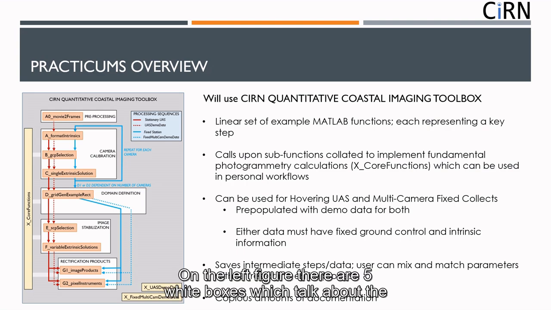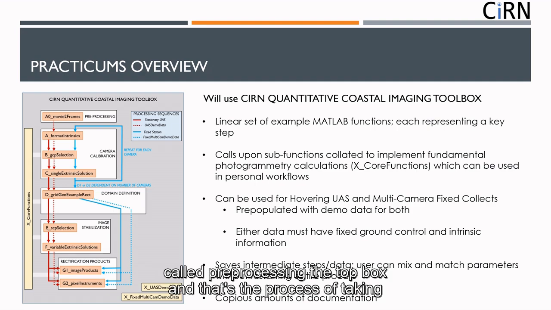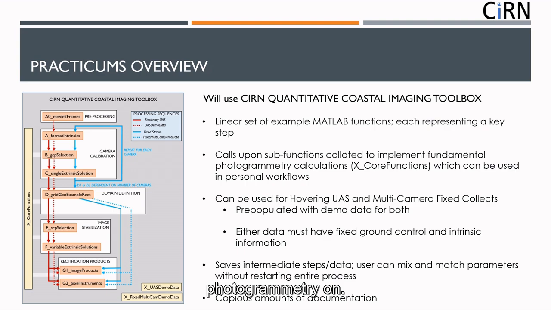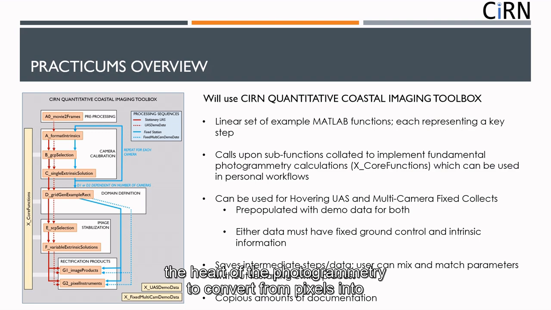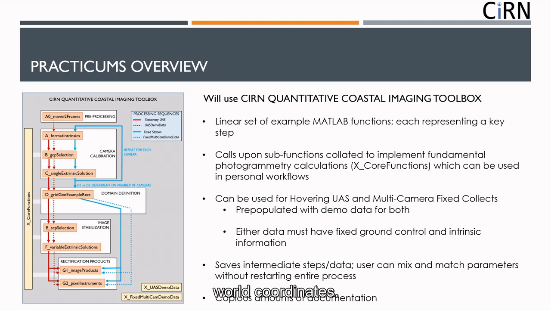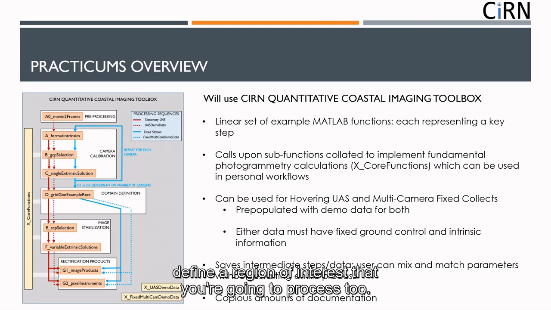On the left figure, there are 5 white boxes which talk about the main components that you have to go through. The first one is called pre-processing, the top box. And that's the process of taking video and extracting the frames that you'll need to do your photogrammetry on. The second box is called camera calibration, and that's at the heart of the photogrammetry to convert from pixels into world coordinates. The third box is then domain definition. So having now determined how the cameras work, you need to define a region of interest that you're going to process to.